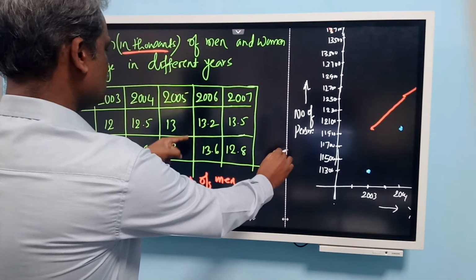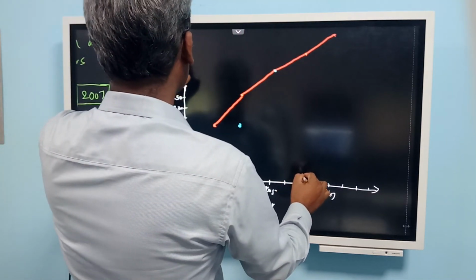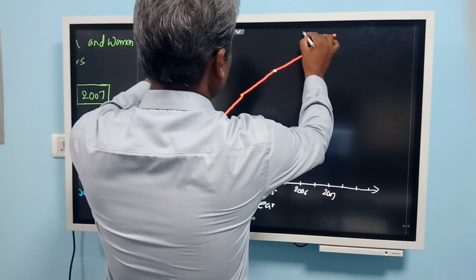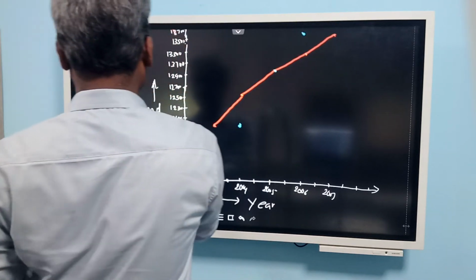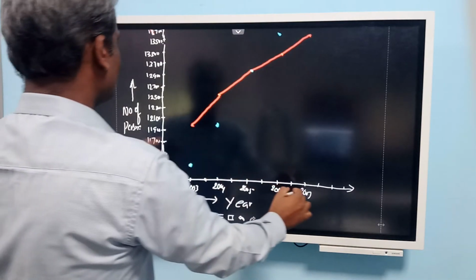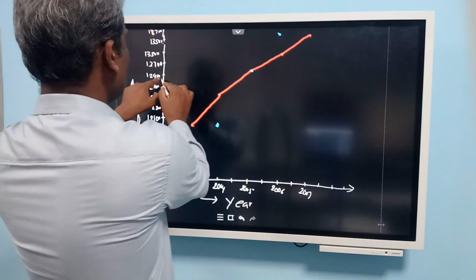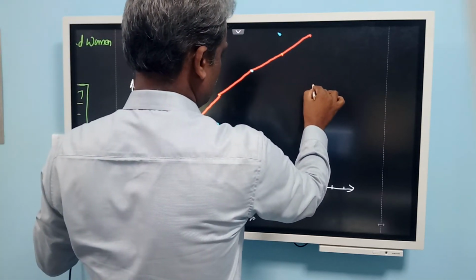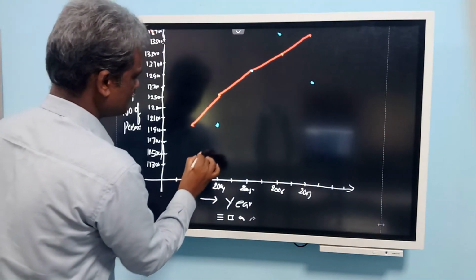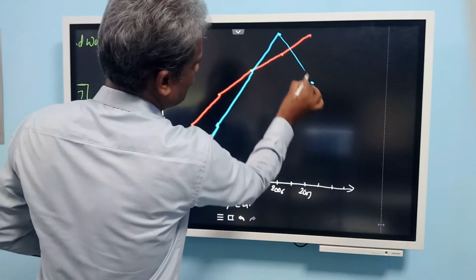Then in 2006 it increased to 13,600. In 2006 you can see here 13,600, in between these two. So you can write here this point. Then again it came down. In 2007 it is 12,800, which is in between 12,700 and 12,900 horizontally. This is the position. Then you join these using a scale with a different color. It is increasing like this, then it came down again.